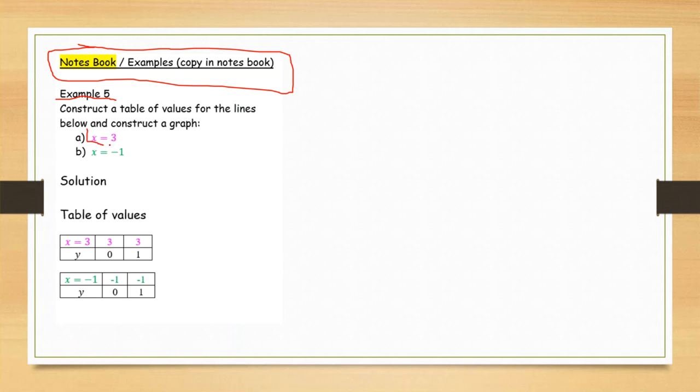First of all, let's look at x equals 3. So x is on top and we always get 3. So 0, 1 for our y. Any number, 3 is always going to be on top. It doesn't matter what's on the bottom of our table.